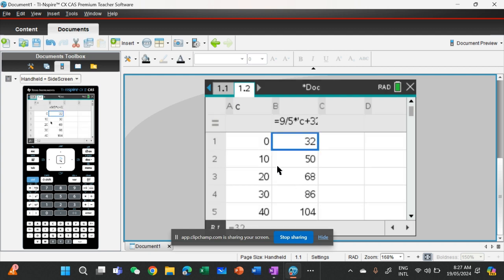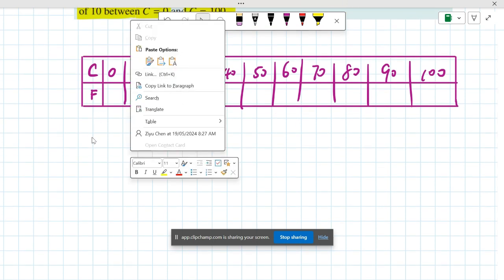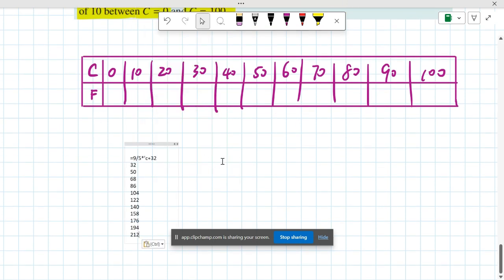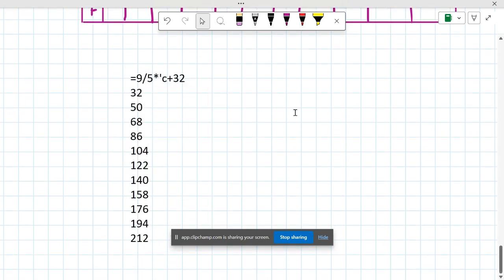Press OK. It gives you the answer straight away, and I want you to copy the whole answer so you finish all these at once. And here is your answer as well. Just make sure you substitute 0, 10, 20, 30, 40, 50, 60, 70, 80, 90, and 100.